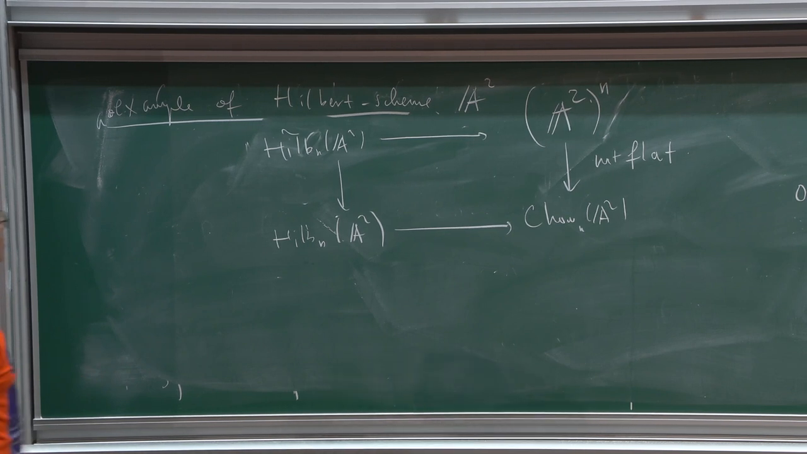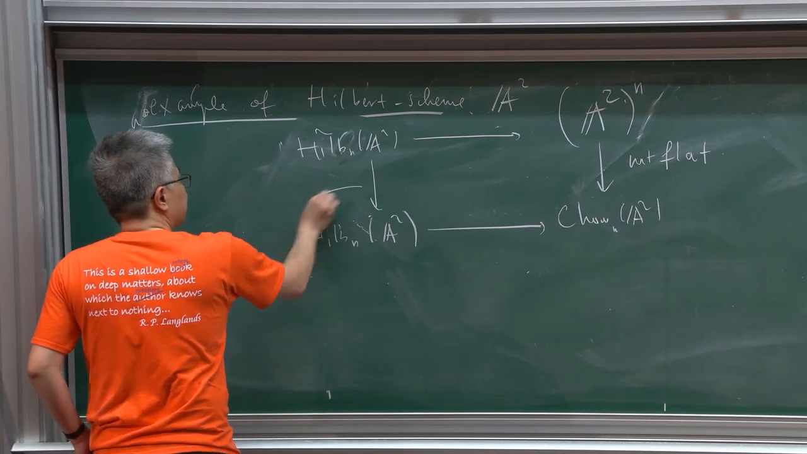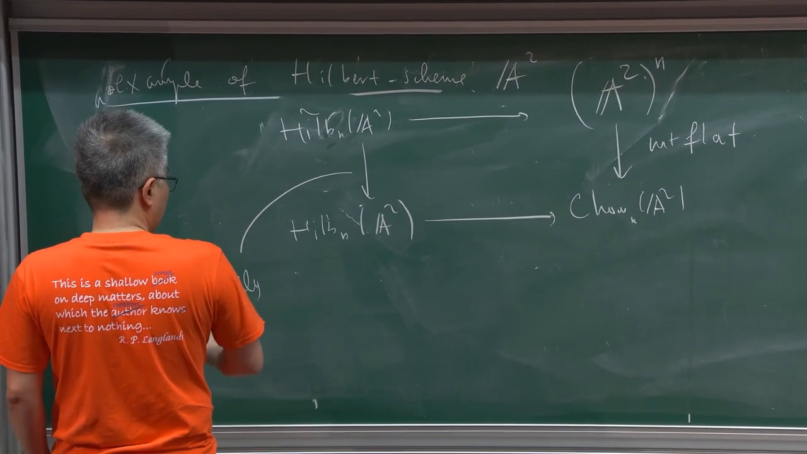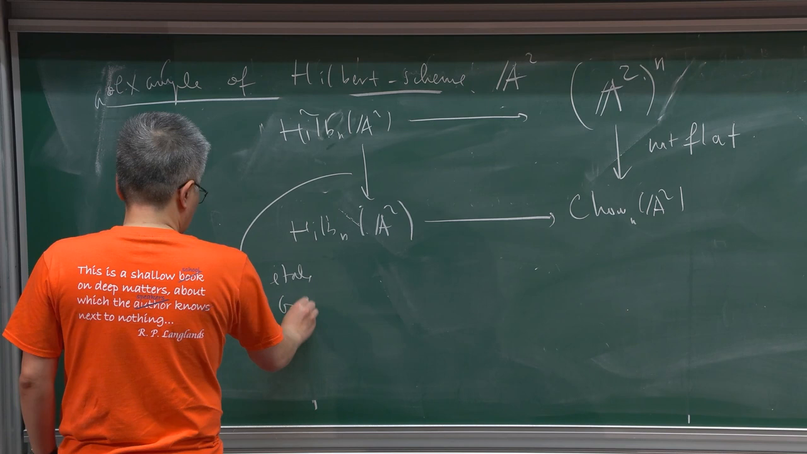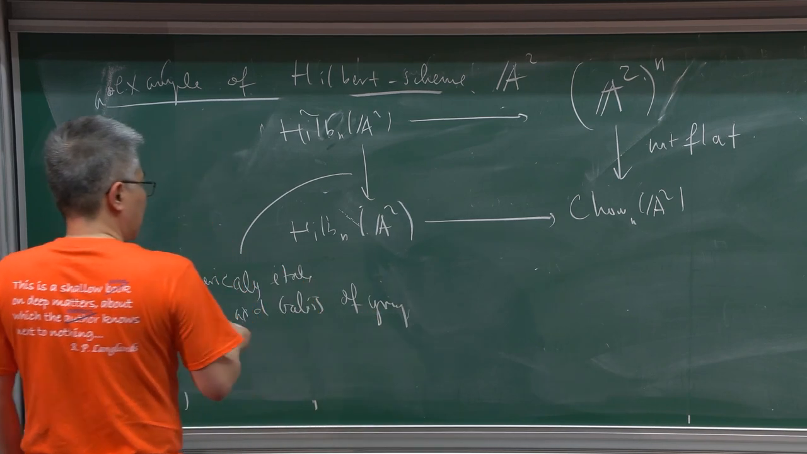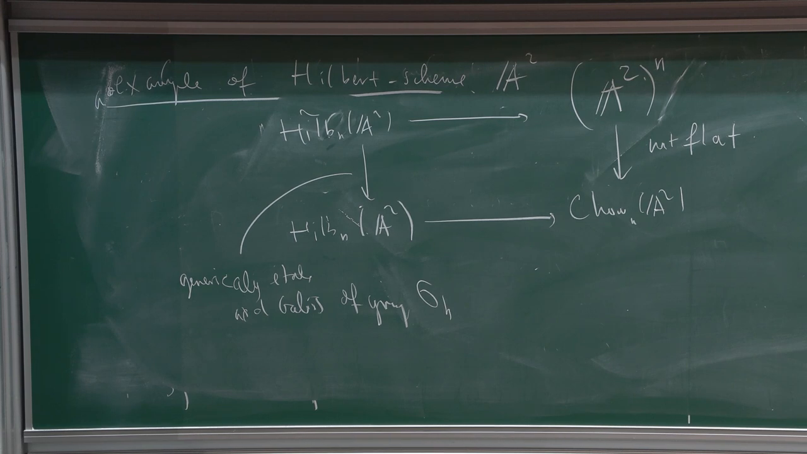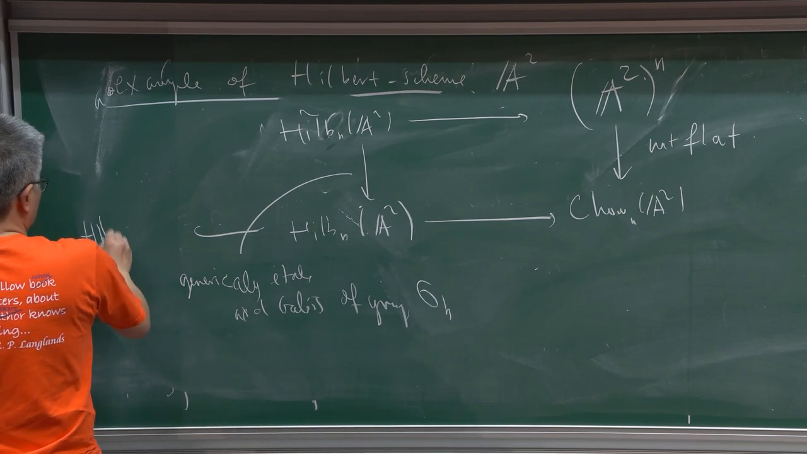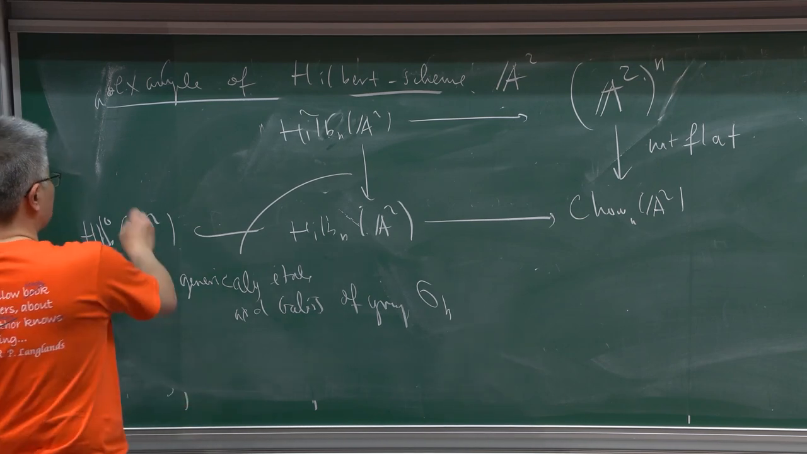But it just happened that this thing is pretty bad. But this already is generically etale and Galois of group SN, right? But this is rather bad. So we have this Hilbert scheme, the open locus in A2, the regular semisimple locus, and this is etale.